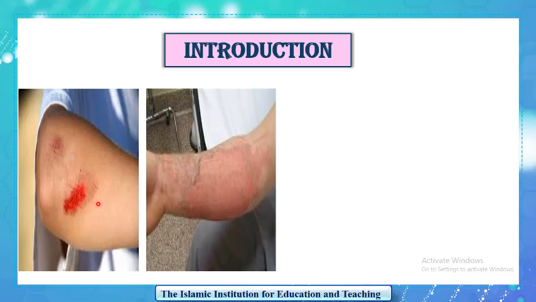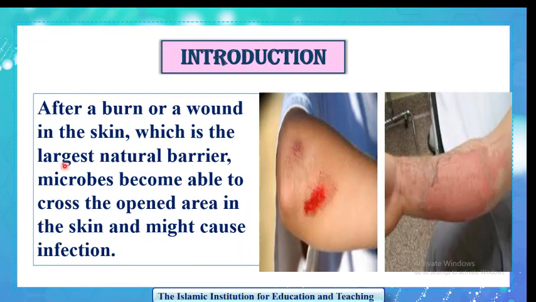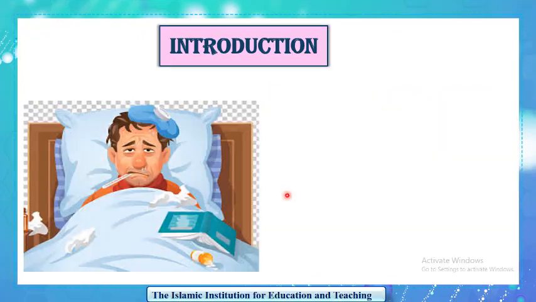Remember very well, infection is the invasion and multiplication of the pathogen inside the body. So, after a burn or a wound in the skin, which is the largest natural barrier, microbes become able to cross the opened area in the skin and might cause infection. Other than skin wound or burn that represents a good situation for the entrance of pathogens, some pathogens can cross other natural barriers to cause an illness.